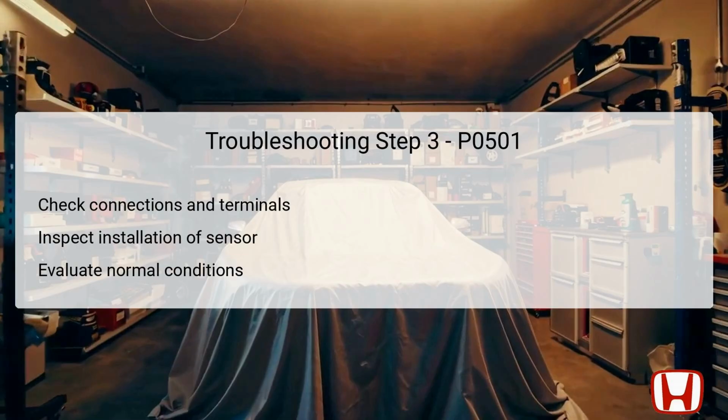If all connections and installation checks fall within normal conditions, it implies that the issue might lie directly with the CVT speed sensor itself and would necessitate further action or replacement. The thoroughness of this inspection can prevent overlooking simple issues that lead to significant operational concerns.